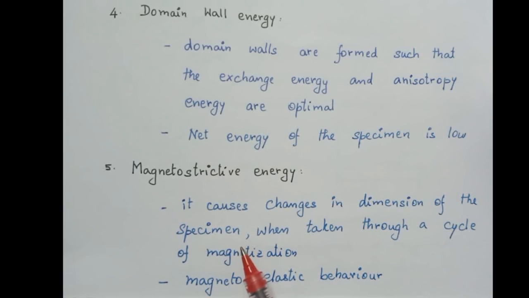Magnetostrictive energy. This is expansion or shrinking of the specimen due to magnetization. It is also known as magnetoelastic behavior. The magnetostrictive energy causes change in dimension of the specimen when taken through a cycle of magnetization.